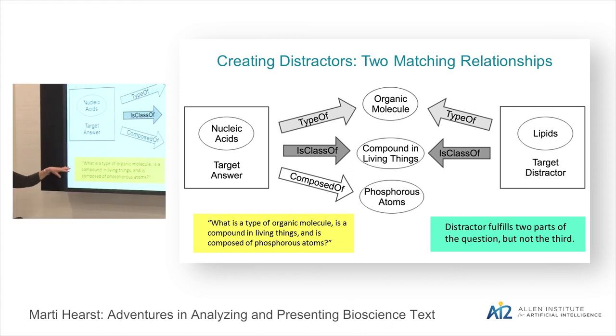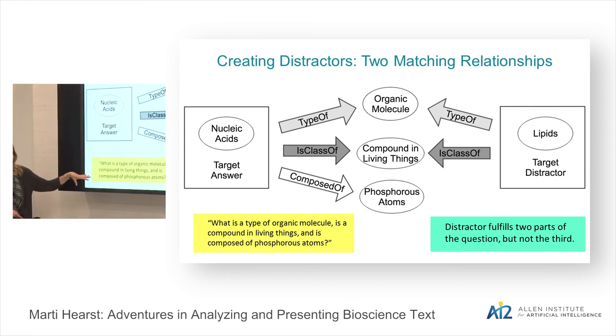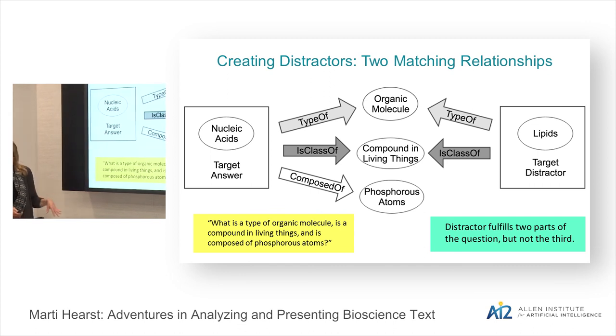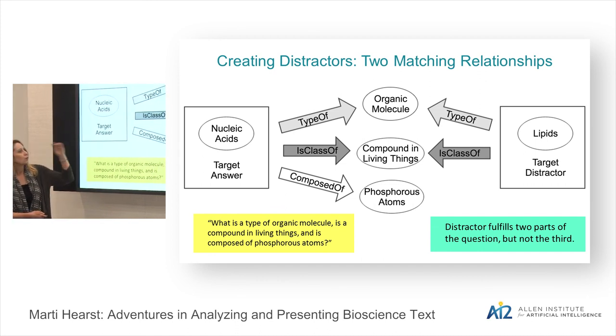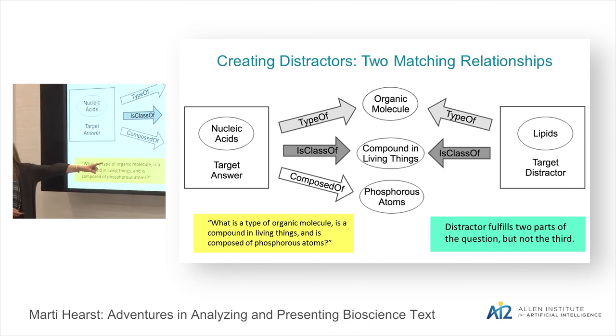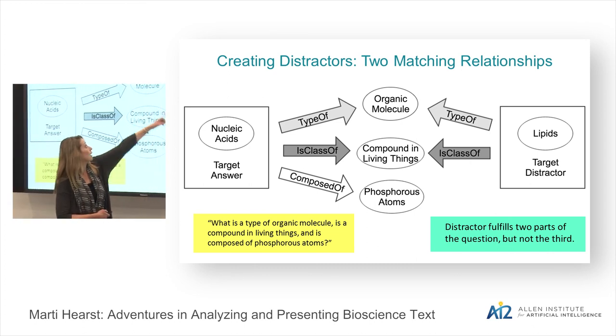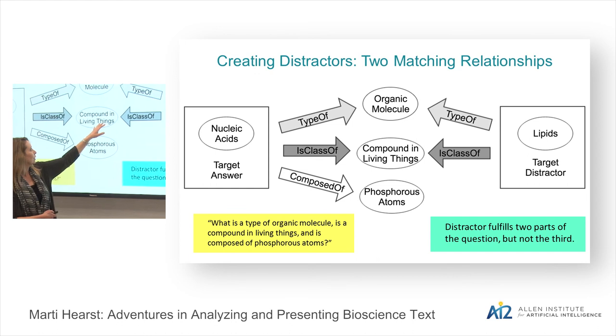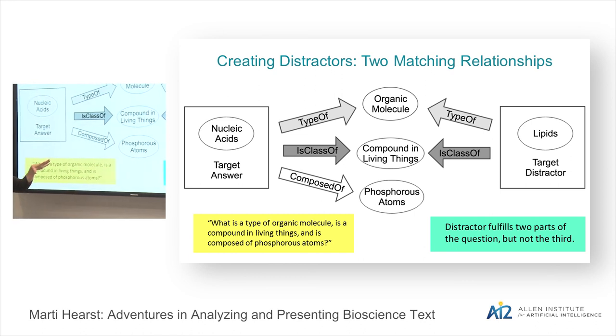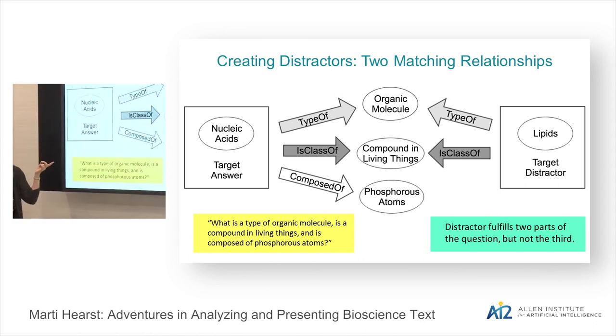So for example, this question would be, what is the type of organic molecule, is a compound in living things, and is composed of phosphorus atoms? So the answer should be nucleic acids. But the distractor, lipids, fulfills two of these properties, but not the third. So that should fool some students, right? So they're going to be wrong if they pick that because it's not a phosphorus atom. Okay? It's not made of phosphorus atoms. People see that? Any questions about that? So it's this lipids is a kind of organic molecule. It's a compound that's a living thing, but it's not composed of phosphorus atoms. So it's a pretty good distractor for this question, in a multiple choice question.